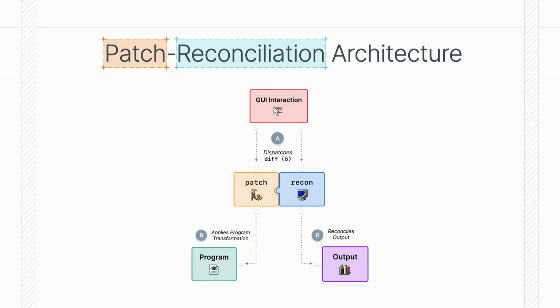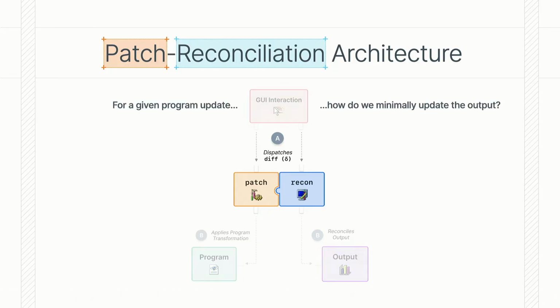And so, making that process sound relies on there being some sort of correspondence between these patch and recon functions. That in essence, the program transformation applied by patch is effectively emulated by the change that recon is applying to the output. And we're going to dive in a little bit into formally how we define that and how we prove that sound. But to just take one quick step back, think about how this actually changes what a system developer is doing here. It really focuses their attention on thinking about, for some given program update triggered by this GUI interaction, how do I minimally update the output to bring the two into sync?